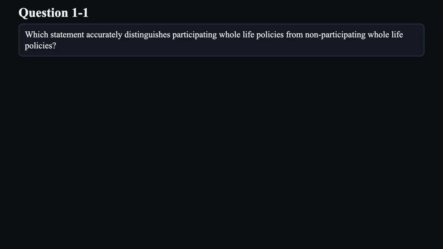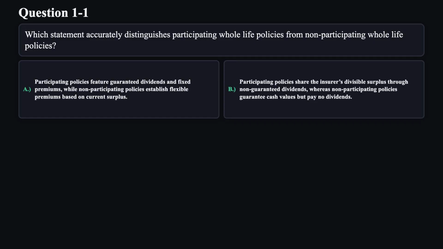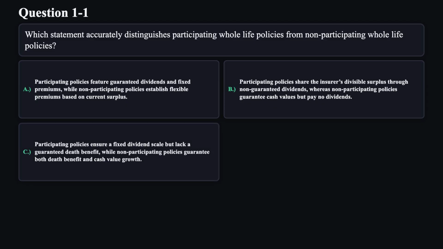Which statement accurately distinguishes participating whole life policies from non-participating whole life policies? A. Participating policies feature guaranteed dividends and fixed premiums, while non-participating policies establish flexible premiums based on current surplus. B. Participating policies share the insurer's divisible surplus through non-guaranteed dividends, whereas non-participating policies guarantee cash values but pay no dividends. C. Participating policies ensure a fixed dividend scale, but lack a guaranteed death benefit, while non-participating policies guarantee both death benefit and cash value growth.